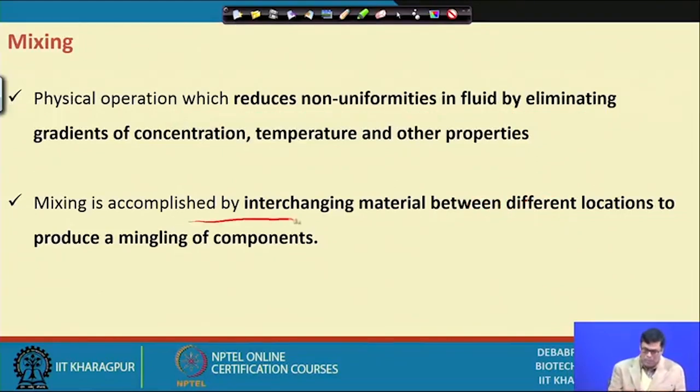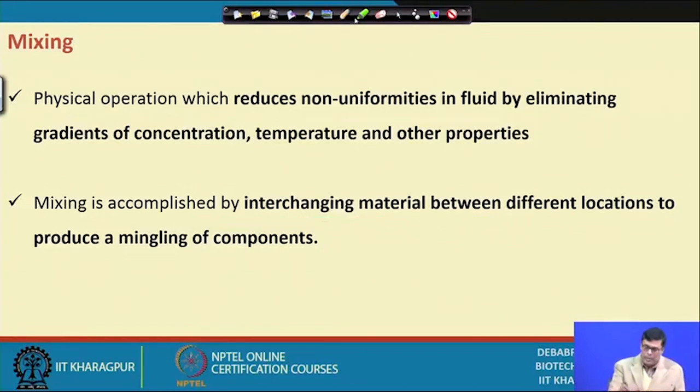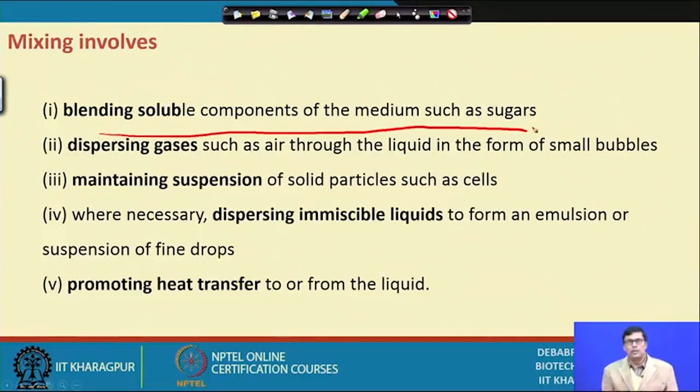Mixing is accomplished by the interchange of material between different locations to produce the mingling of the components. So mixing plays a very important role in chemical and biochemical industries. Now, mixing involves several things. One is blending of soluble components of the media, such as sugar. Suppose we make a solution of sugar in day-to-day life. In our home, suppose we want to make a solution of sugar, we put a spoon and with the help of the spoon, we make a solution. So this is also a kind of mixing.